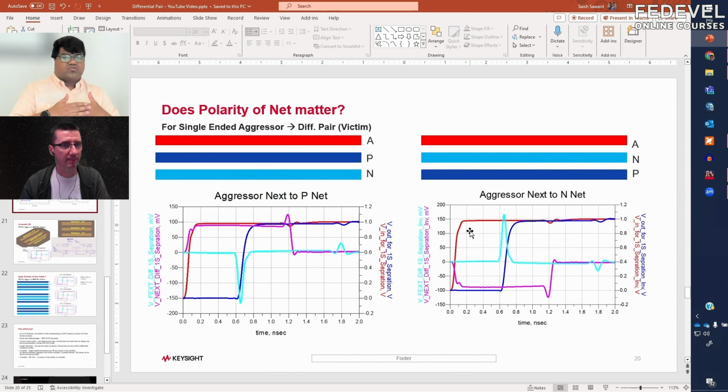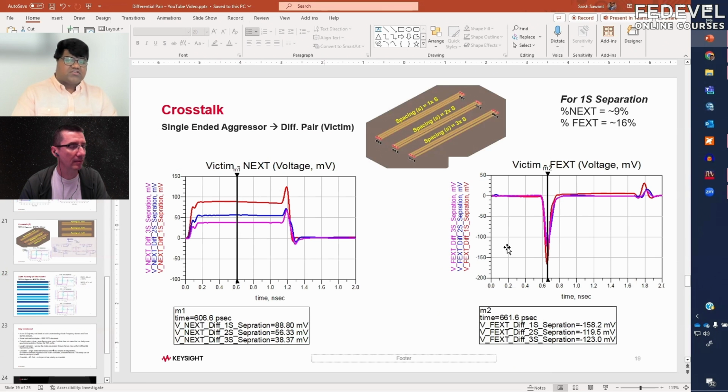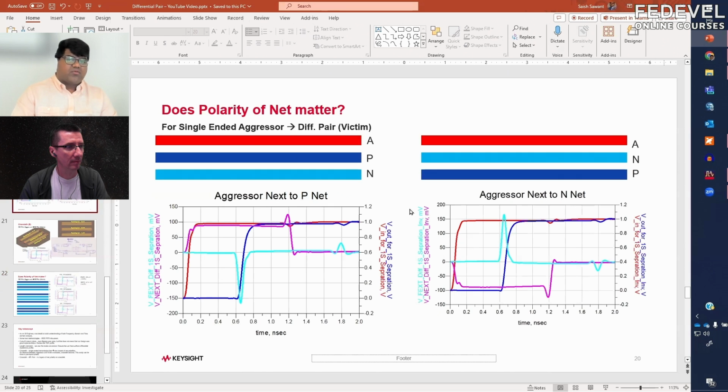S1. So when you change the spacing, the signatures will remain the same. It's just the amplitudes will reduce, basically. The values will reduce. So they will have the same responses. It's just they will be flipped if you change these combinations.